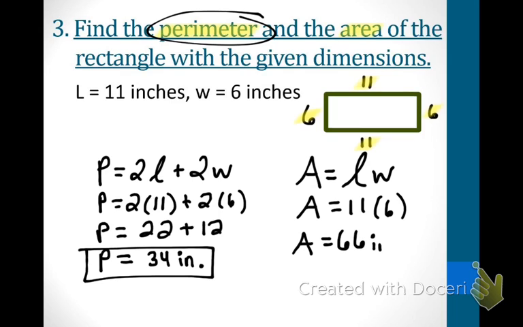Not plain old inches, we're finding area. Square inches or inches squared, okay? Now, one thing I want to point out to you, you can look at your answer. You can see here it says P, so it's standing for perimeter is 34 inches, and then it says A, so I can easily identify which one is the perimeter and which one is the area. Any questions on number 3?